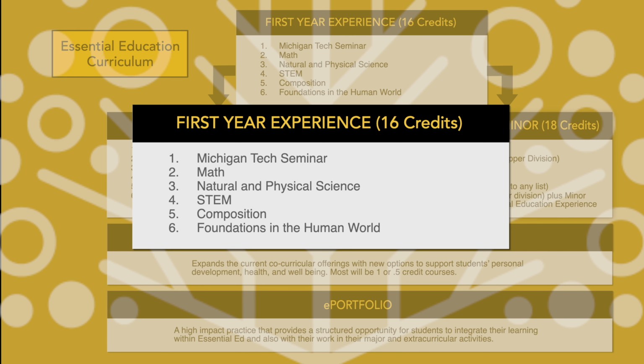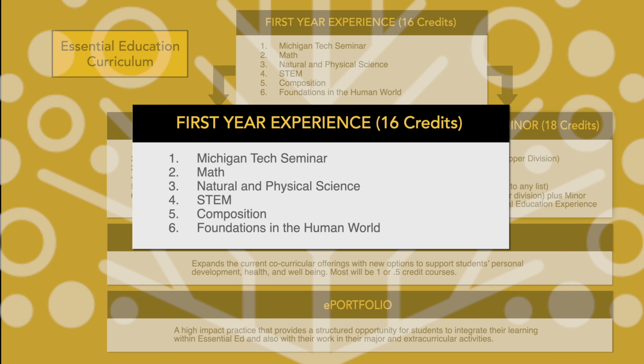And then we also have composition, a first year writing course that all students take. And then finally, we have another category of courses called Foundations of the Human World. And a lot of students will have the opportunity to select an option from that list depending on their major. This list is going to include courses like psychology, sociology, anthropology, literature, just to name a couple.